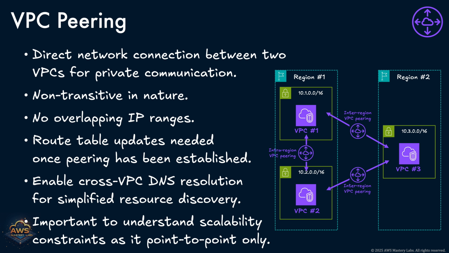Once a peering connection is established, you must update the route tables in each VPC to allow traffic to flow. This step is critical, as the peering connection itself does not automatically modify routing behavior. Routes need to be explicitly defined to reach the IP ranges of the peer VPC. For better usability, DNS resolution between VPCs can be enabled. This allows instances in one VPC to resolve private DNS names of resources in the other, making it easier to discover and connect to services without relying on IP addresses. However, as your environment grows, managing many peering connections can become complex.